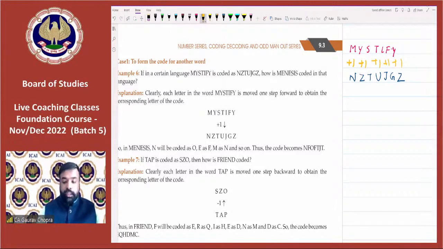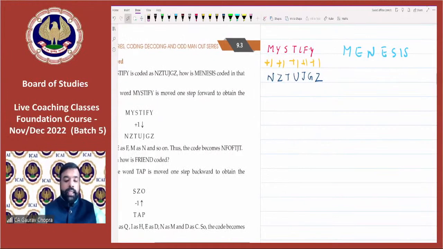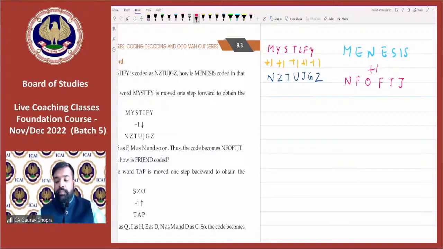So similarly, what we have to do in Menaces also: M, E, N, E, S, I, S. We have to do the same thing, that is add 1. So after M, N will come. What will come after E? F. After N, O. Again F. After S it is T. After I, J. And then again T. So this becomes the answer.